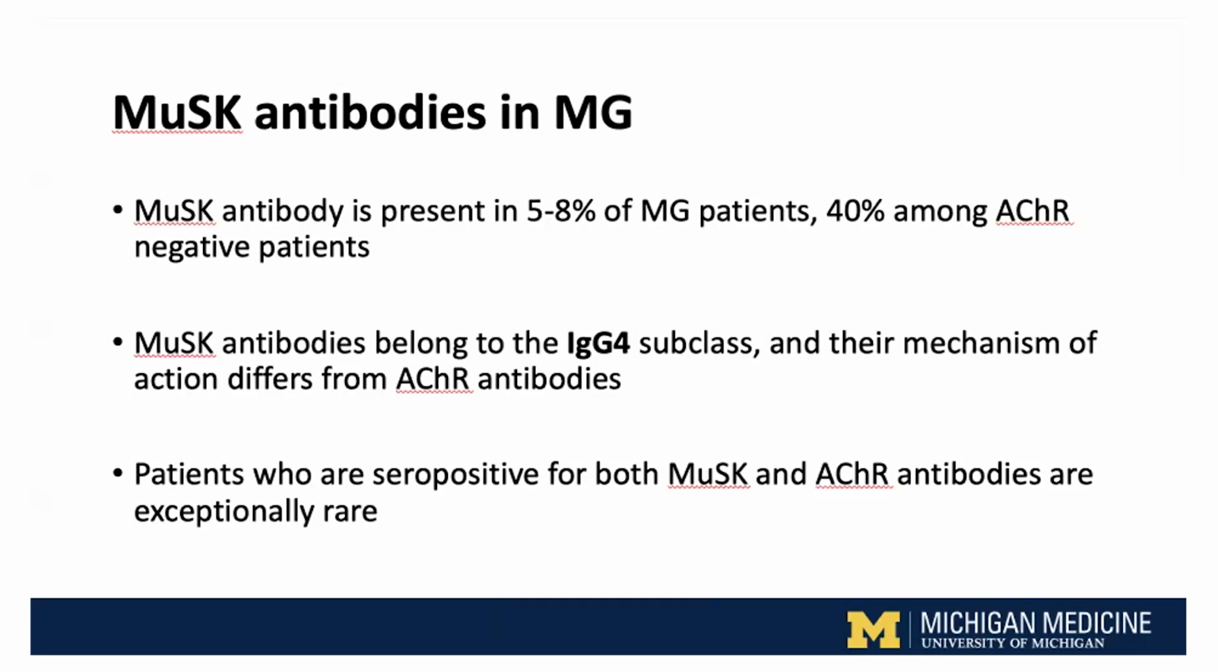It's a smaller percentage as compared to acetylcholine receptor antibodies. When we talk about MuSK antibodies, it's about 5 to 8%. Some clinical studies say up to 10% of MG patients overall. Of patients that are negative, meaning they don't have acetylcholine receptor antibodies, about 40% will have the MuSK antibody. And this antibody belongs to the IgG4 class.